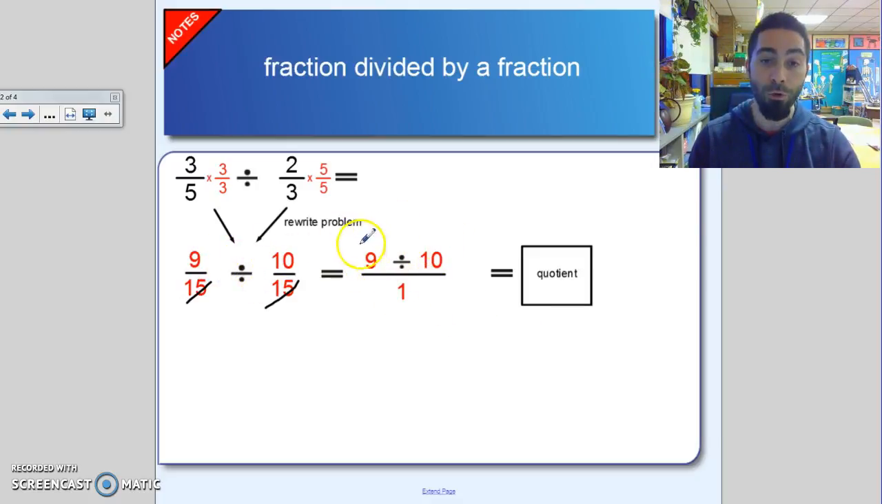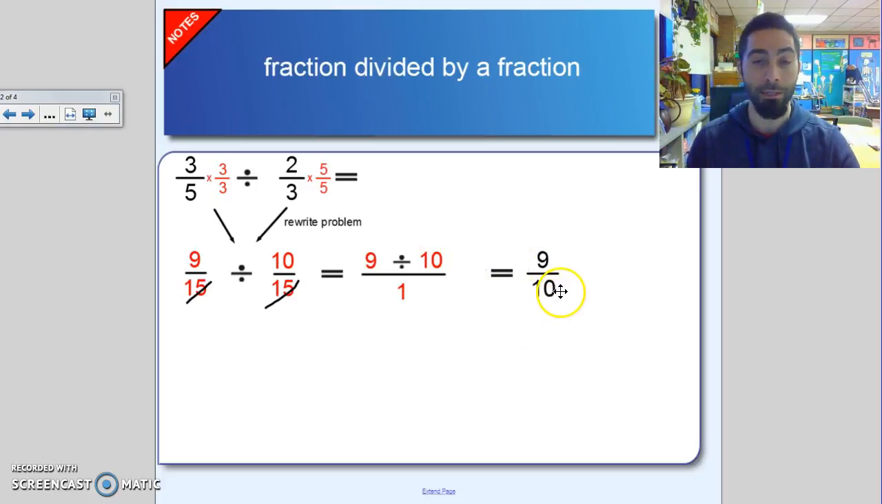And so now you rewrite 9 divided by 10 as your fraction. It is your answer. So you write 9 divided by 10 as a fraction, which is 9/10. And 9/10 is the answer to 3/5 divided by 2/3. Kind of does the work for you as you get to the end. You don't even actually have to go through the divisional process.